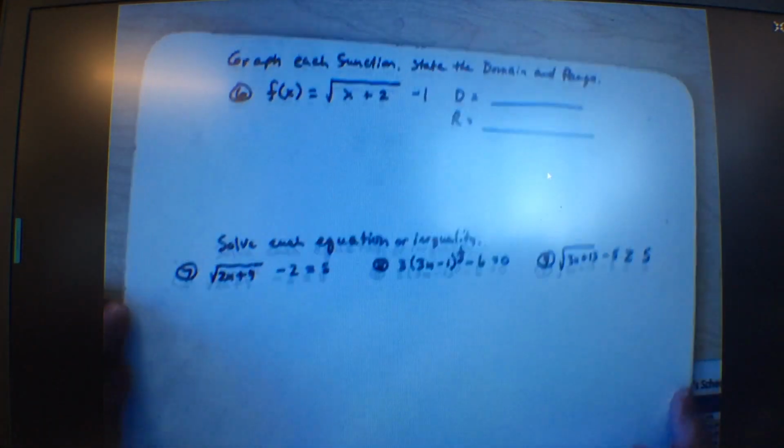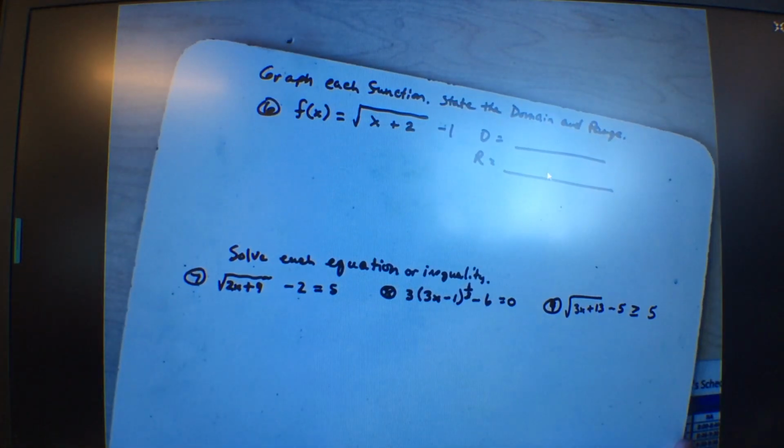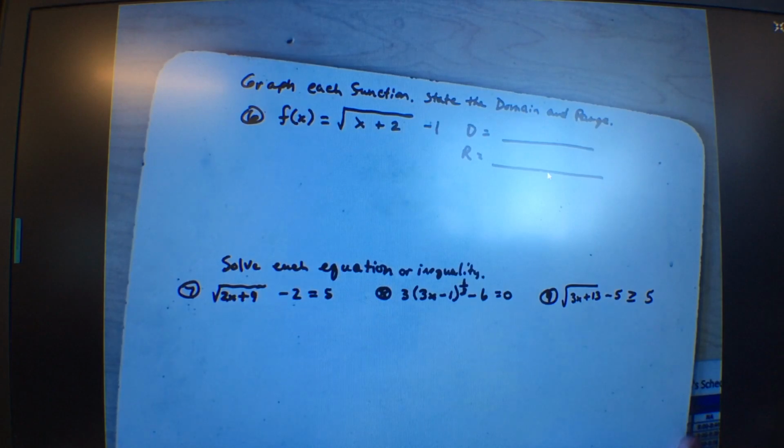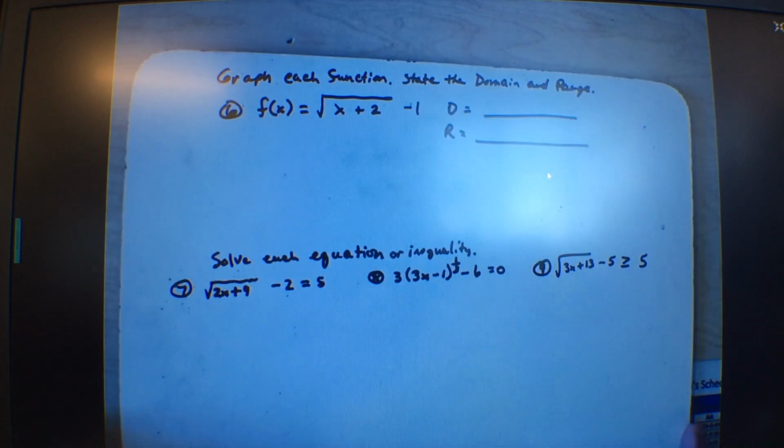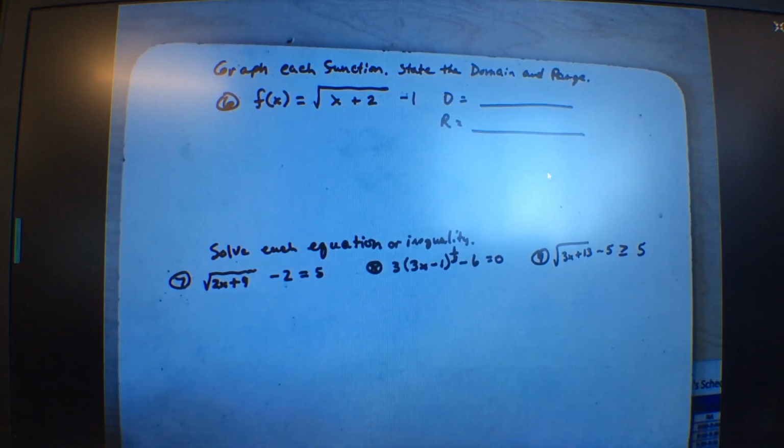Wait a minute, I got a question. So how do you know if it's only half of it or the whole thing? Okay, that's a great question. If it's plus or minus, it's the whole thing. If it's just a radical with no plus or minus, it's only half, okay?